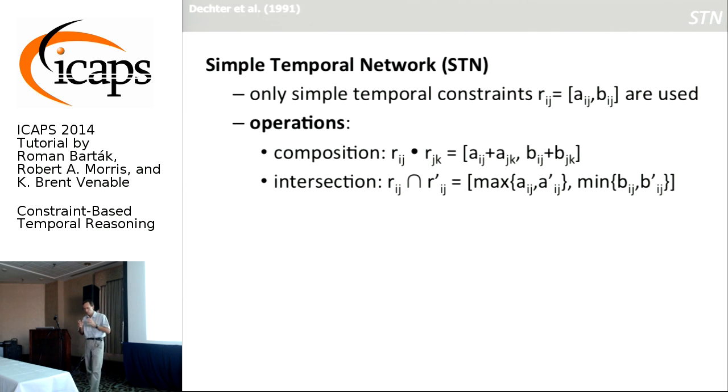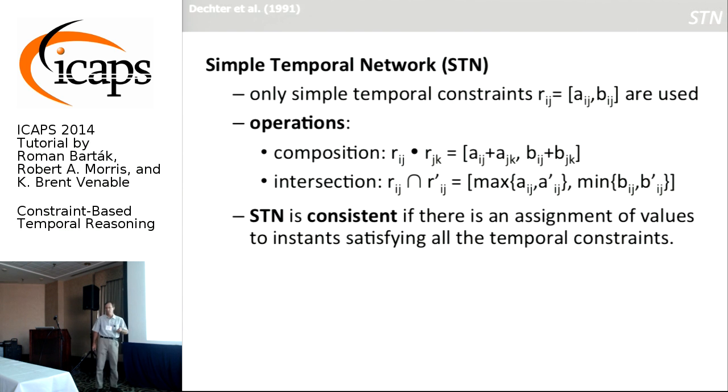And similarly, I can define intersection. If I have two different pieces of information about distances between two time points, I can make an intersection to deduce what's the real distance between them. So I take the maximum of the minimum distances, because both of them must be true, and I take the minimum of the maximum distances because both of them must be satisfied, right? So it's easy. It's just a combination of inequalities that I described before, and this is what you get, right?